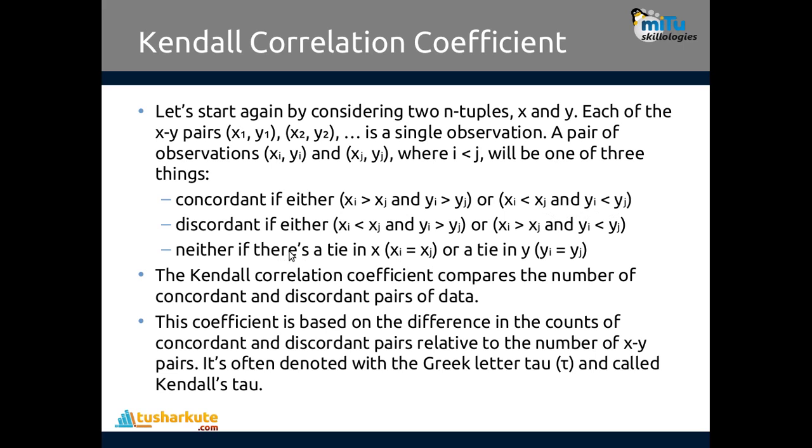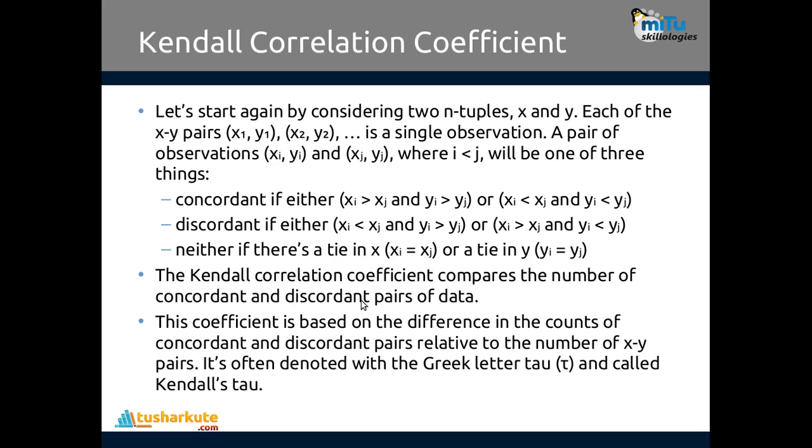Second is discordant. Discordant means x of i is less than x of j and y of i is greater than y of j, or x of i is greater than x of j and y of i is less than y of j. So we are talking about these two only, x and y, and their pair of observations. Now, neither, if there is a tie, x of i equal to x of j, or a tie in y, y of i equal to y of j.